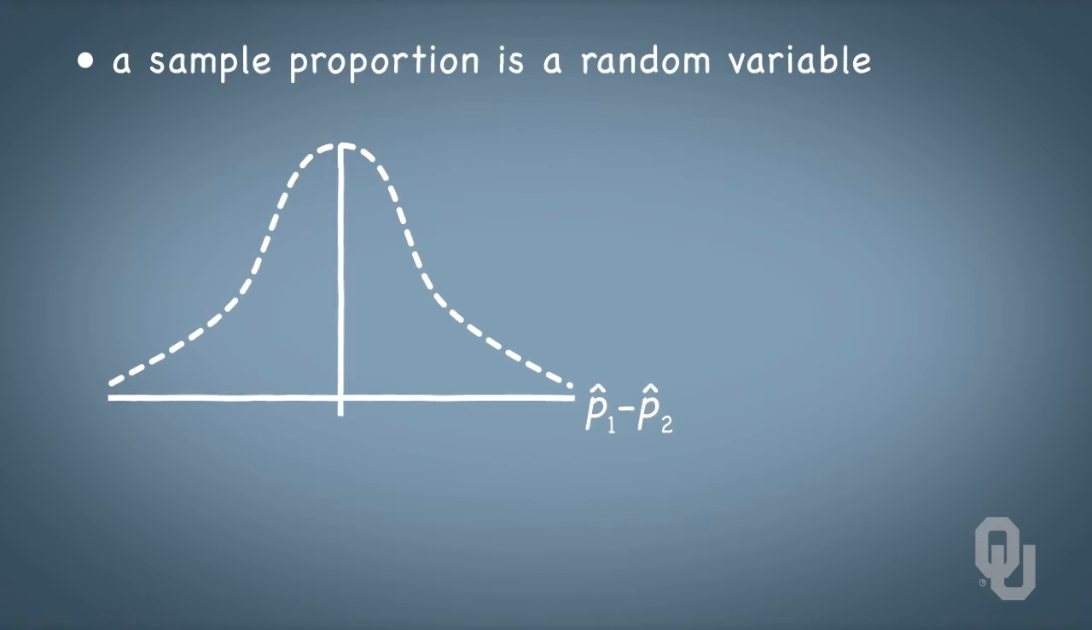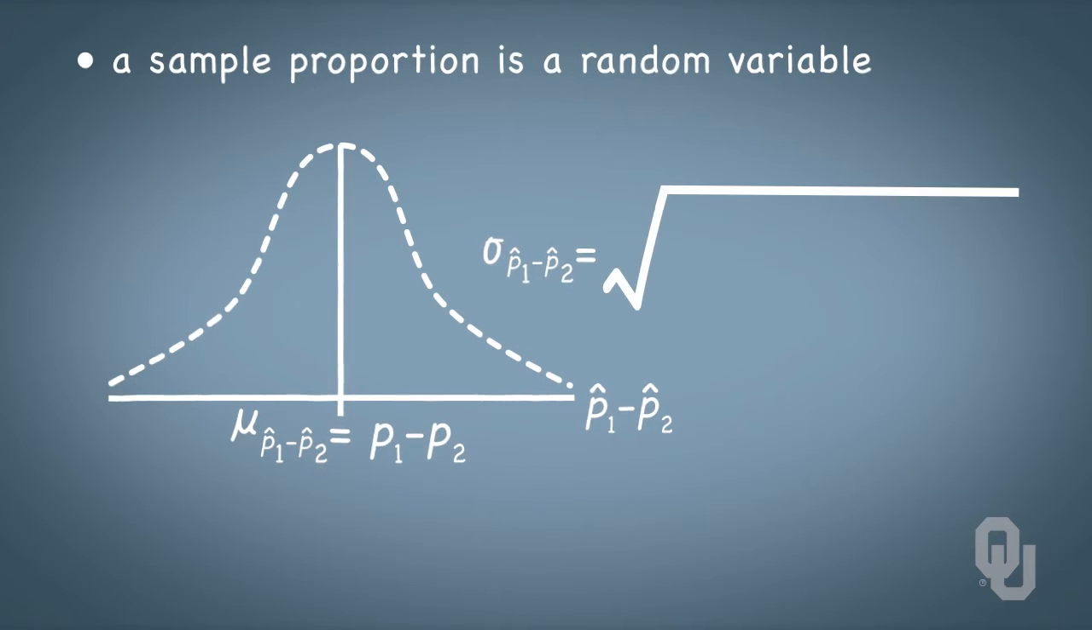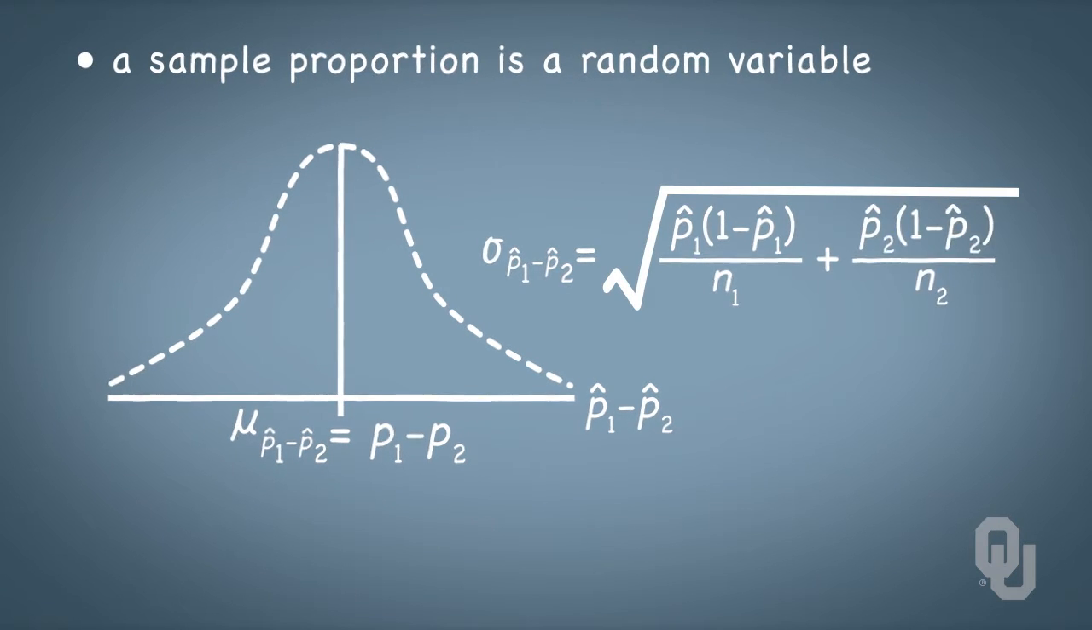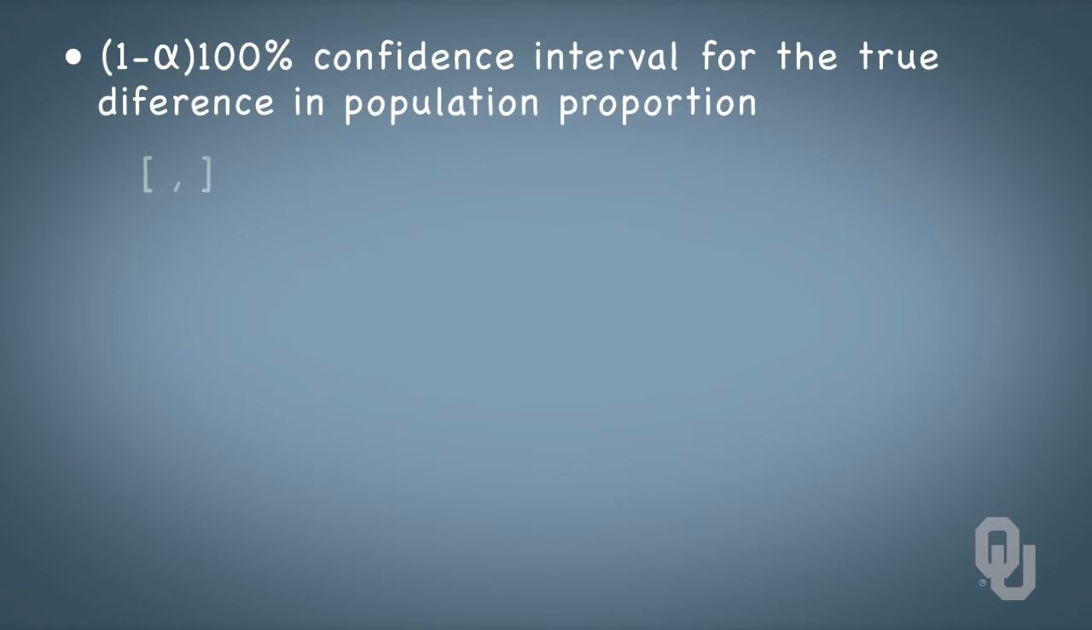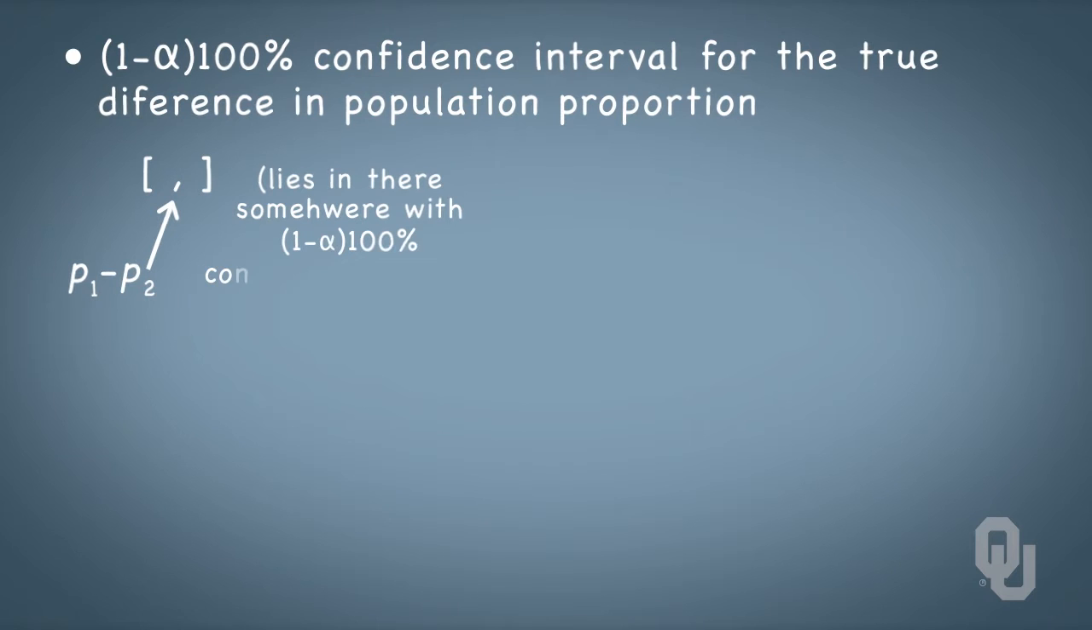The sampling distribution for p1 hat minus p2 hat has a mean p1 minus p2, and a standard deviation that is shown on the screen. Much like with previous population parameters, we use this sampling standard deviation in the calculation of confidence intervals for the difference in proportions. Note that you might encounter some textbooks that use an approximation for the standard deviation. And so we have a (1 minus alpha) times 100% confidence interval within which the true difference in population proportions of the two populations really lies.